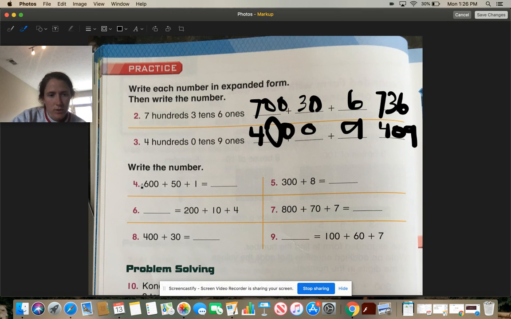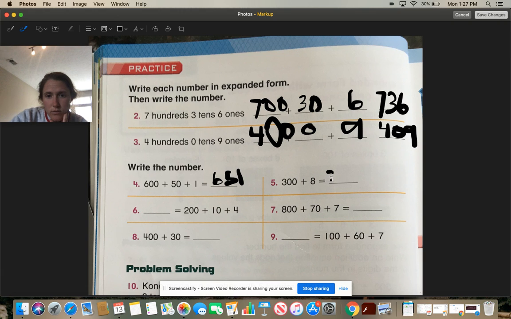Write the number. So 600 plus 50 plus 1 would be the same thing as 651. Number 5, 300 plus 8. Now there's no tens, so we have to make sure that we put this 8 in the ones place and not in the tens place.